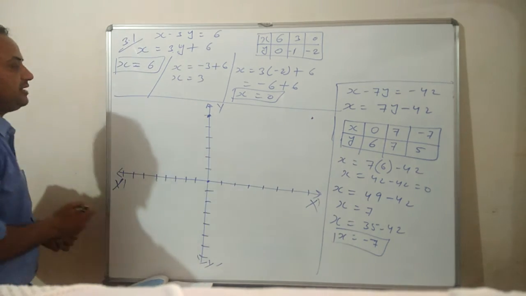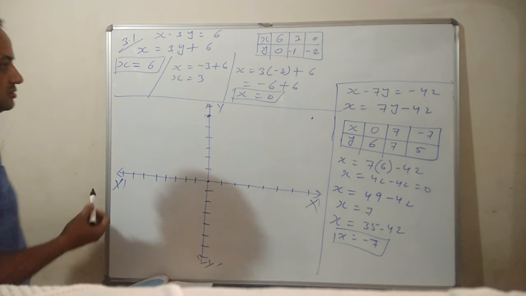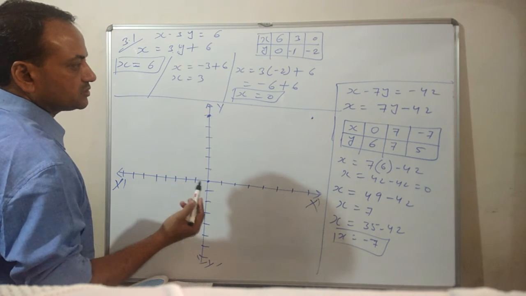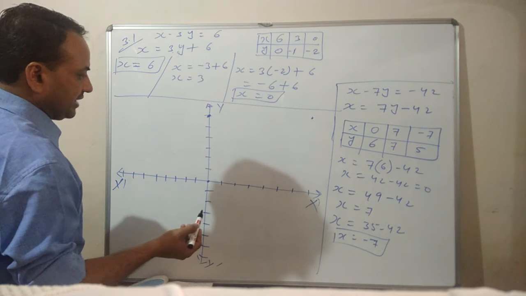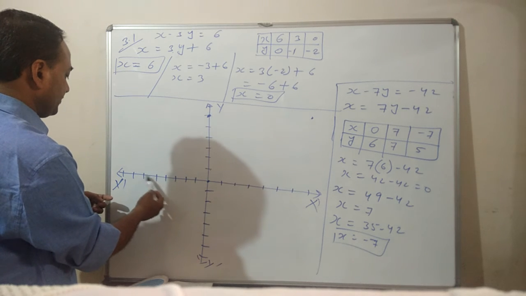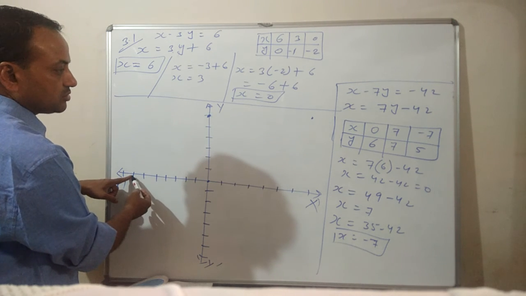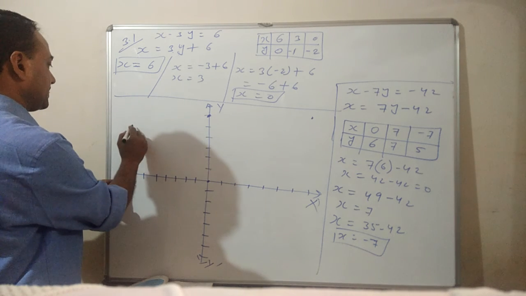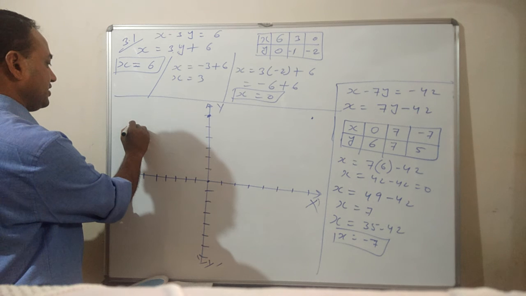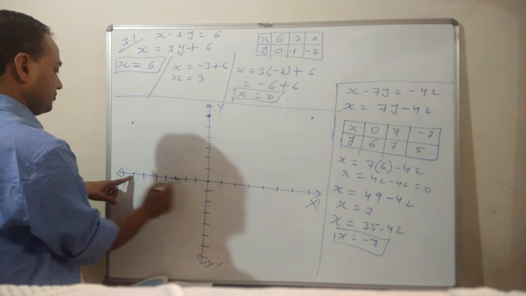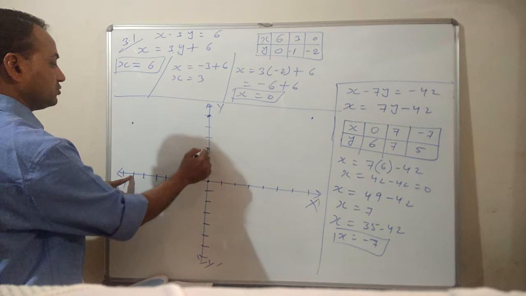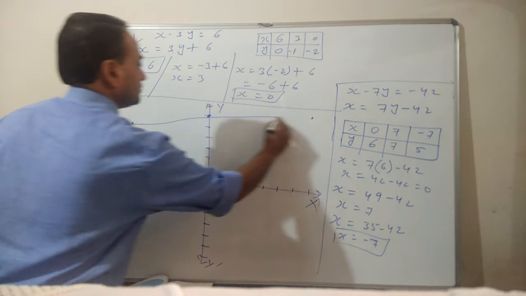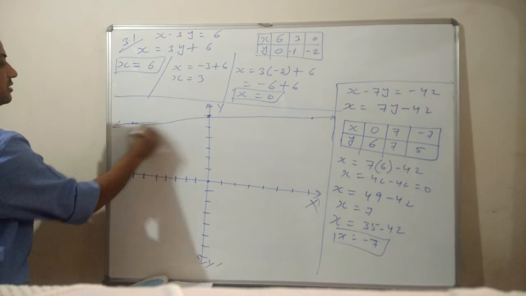Okay, the next point is (-7, 5). Minus 7 means here: 1, 2, 3, 4, 5, 6, 7. And then 5: 1, 2, 3, 4, 5. Here it will come, roughly here. And if I join them, it will go this way, roughly.